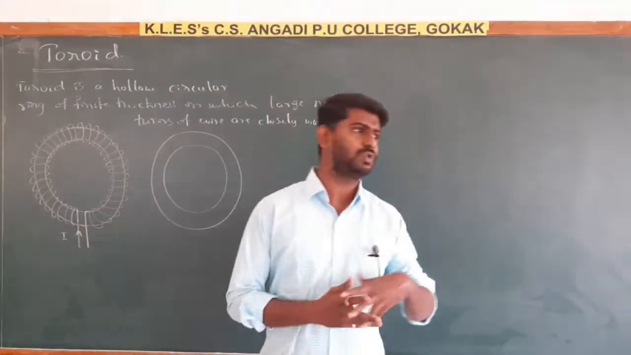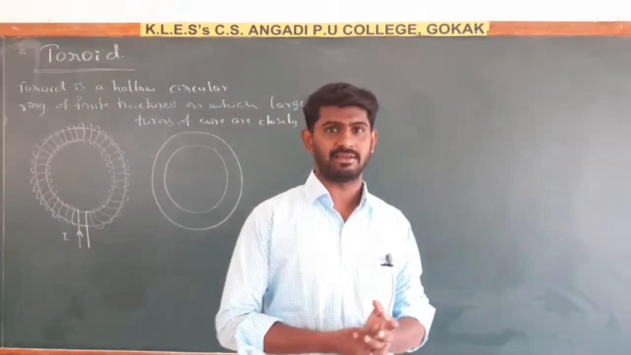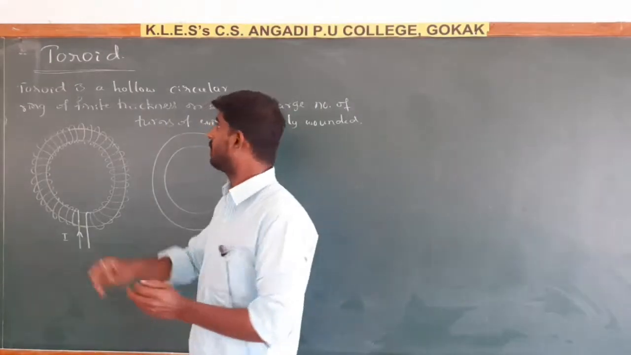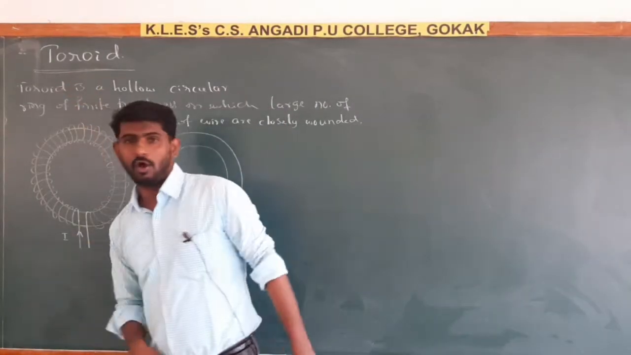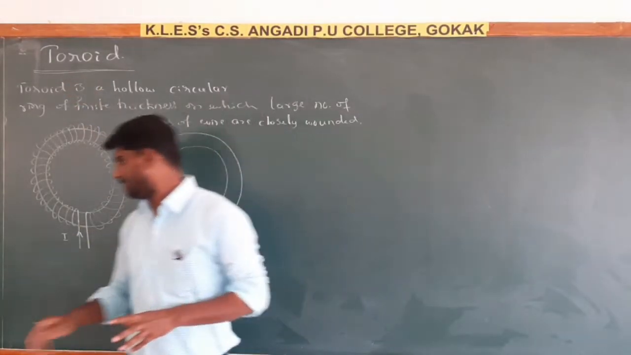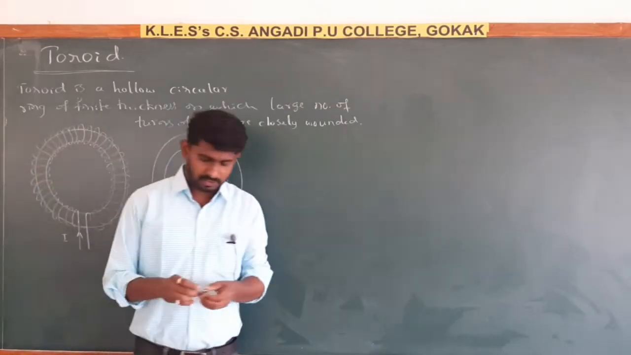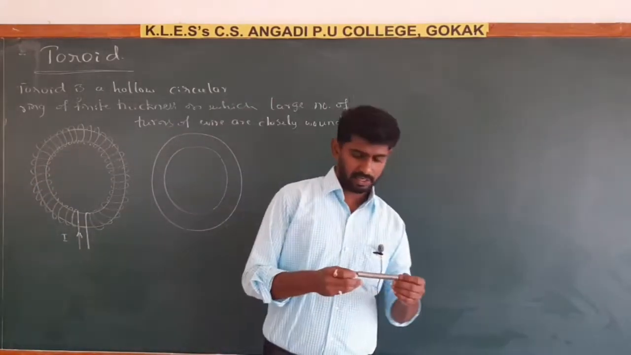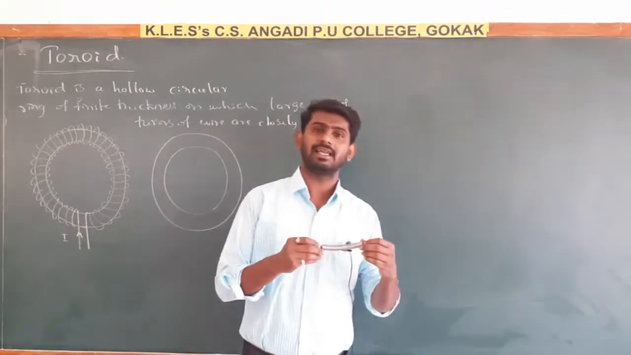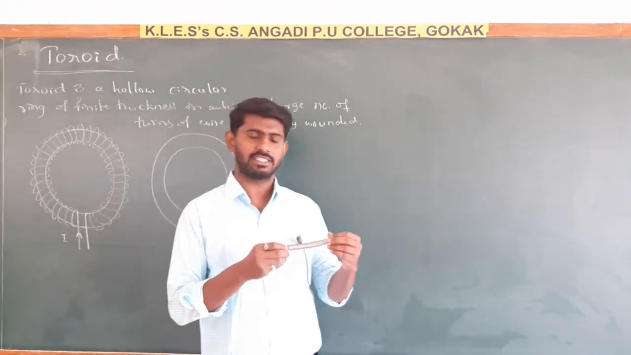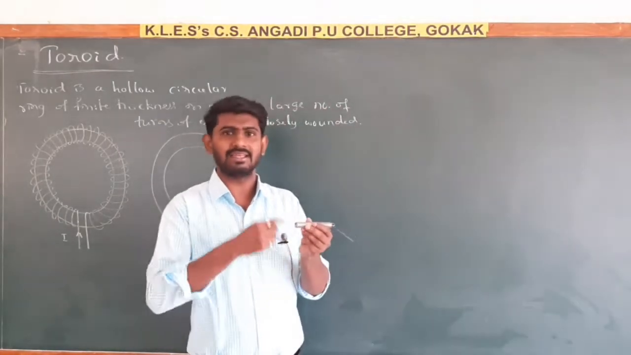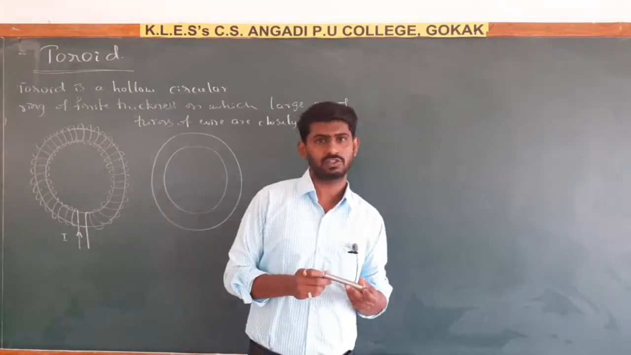That is used to determine the magnetic field due to a toroid. So the next concept is the toroid. What do you mean by toroid? A coil in a helical shape whose length is more than its cross-sectional area is called a solenoid.